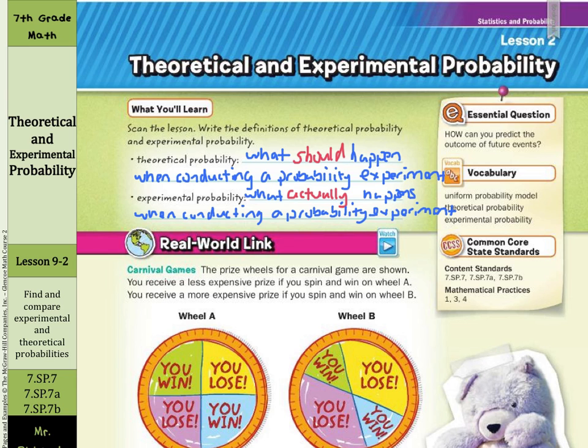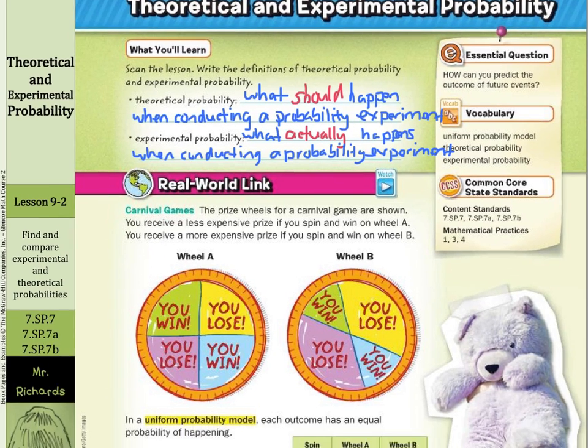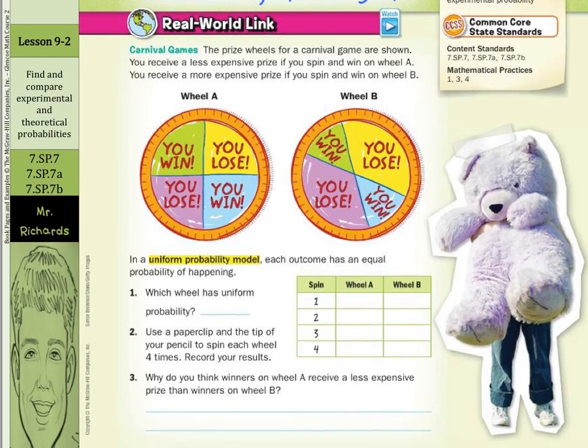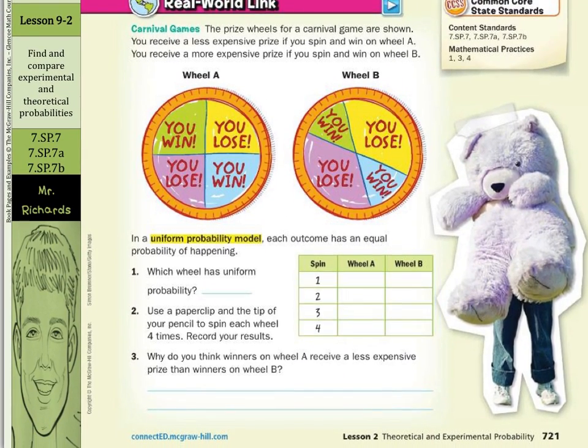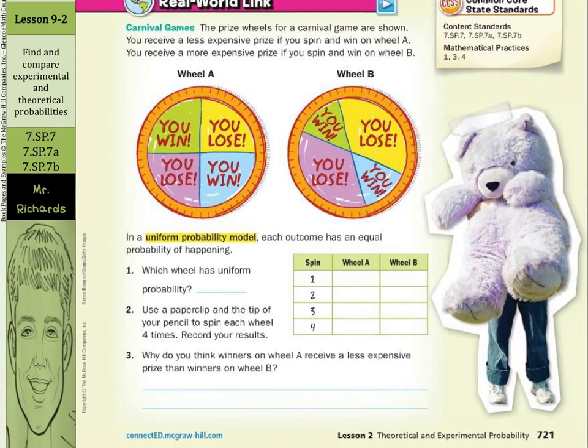So let's get into our real-world link with carnival games. The prize wheels for a carnival game are shown. You receive a less expensive prize if you spin and win on wheel A. You receive a more expensive prize if you spin and win on wheel B. In a uniform probability model, each outcome has an equal probability of happening.